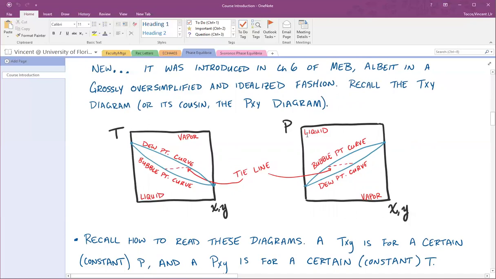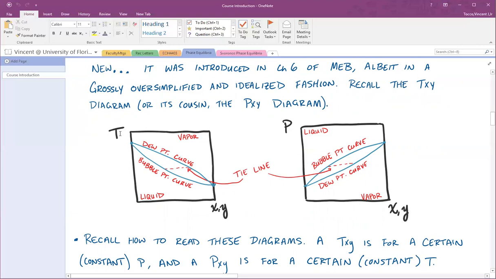And it's reversed for the PXY. So a high pressure will tend to be liquid, low pressure will tend to be vapor. The curve that is next to the vapor on both of those plots is the dew point curve, and the curve that is next to the liquid is the bubble point curve. Recall that the bubble point can be rationalized as the point in a liquid mixture at which the first bubble of vapor forms, and the dew point is the point in a vapor mixture where the first droplet of liquid forms.